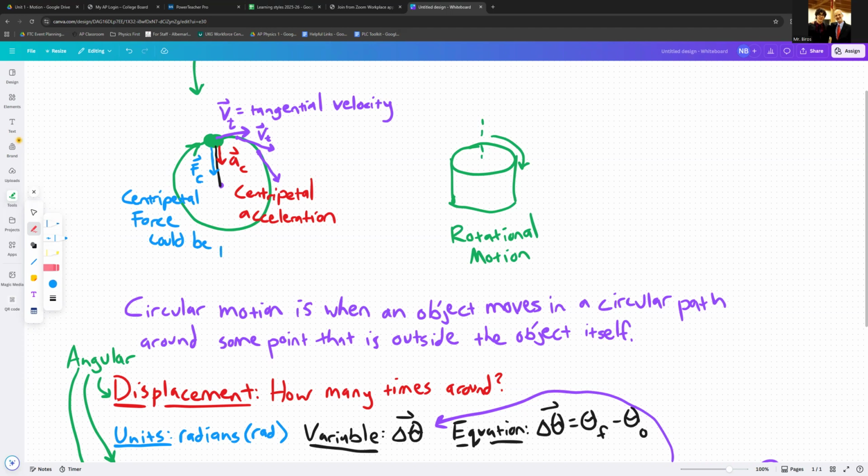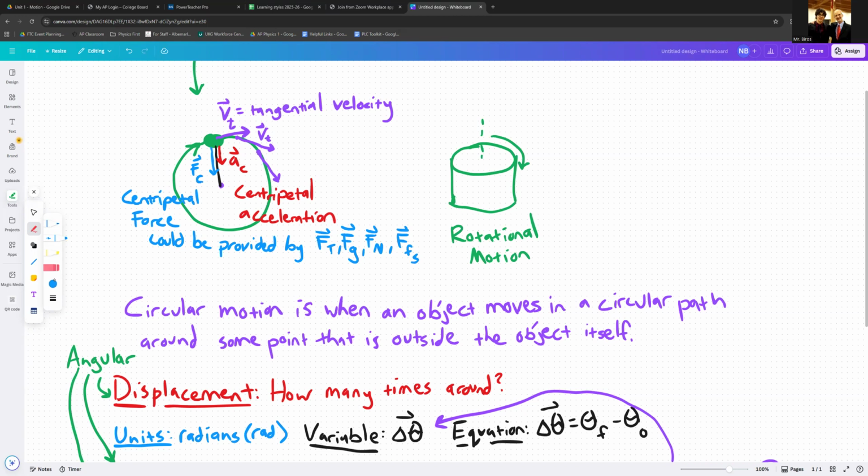Centripetal force could be provided by this inward force, could be the result of something like tension in the case of a string. We'll look at force of gravity providing centripetal force for orbits. We'll see a normal force doing this for a roller coaster going around a loop. We'll even see some friction in some cases. Static friction is the big one there. We'll see something like a coin sitting on a merry-go-round.